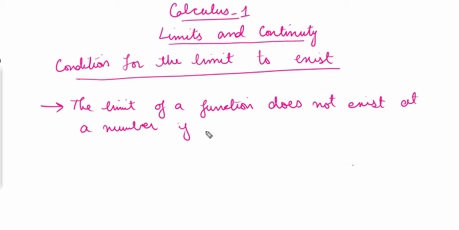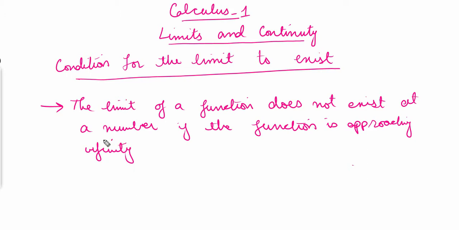if the function is approaching infinity. Now I can show you the graph where the function approaches infinity. Okay, so let's suppose this is the y-axis and here we have the x-axis. This value is 2 over here. I'll just draw a dotted line. So there's a function. The graph of the function looks like this.